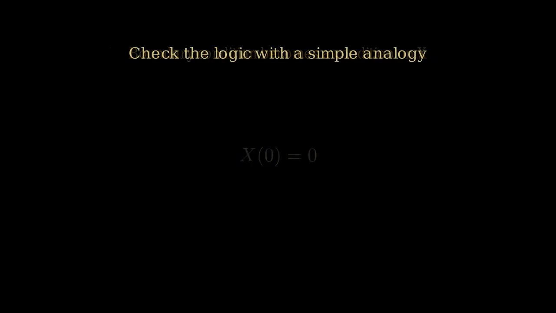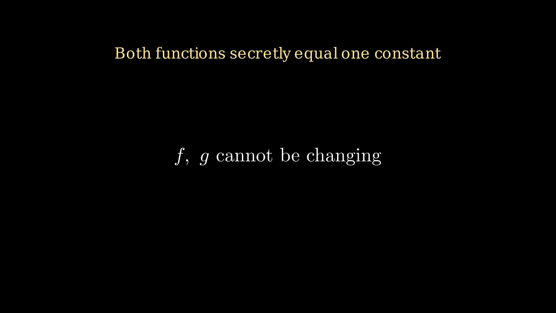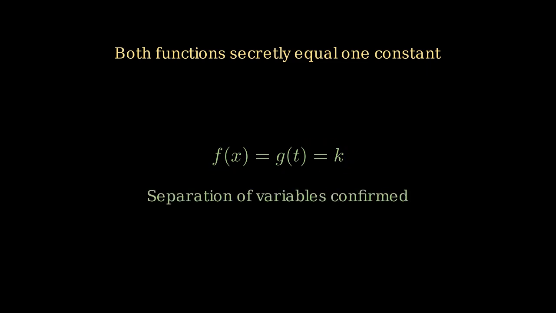Let us check this logic with a simple analogy. Imagine a function that depends only on x and another function that depends only on t. If these two functions are equal to each other for every possible x and every possible t, then neither function can actually be changing at all. That means both functions must secretly be the same fixed constant value. This confirms why splitting the partial differential equation into two ordinary differential equations, connected only by a shared constant, is the correct and valid approach.